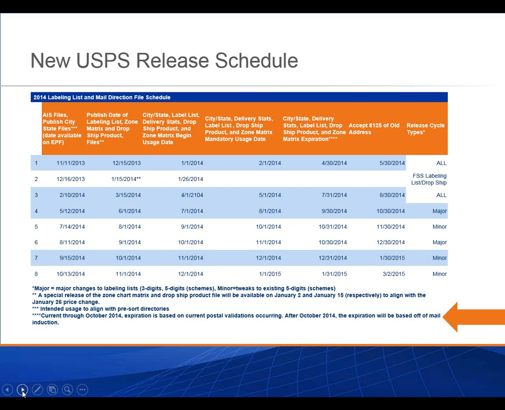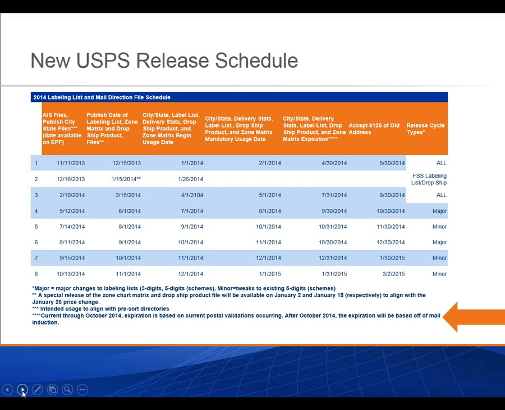And then you'll see on the far right column, the Postal Service also defines the difference between a major and a minor release. And essentially, a major release is always going to be the first month of a quarter. And in a major release, the Postal Service is saying essentially all the data files can potentially change and have updated and new information.